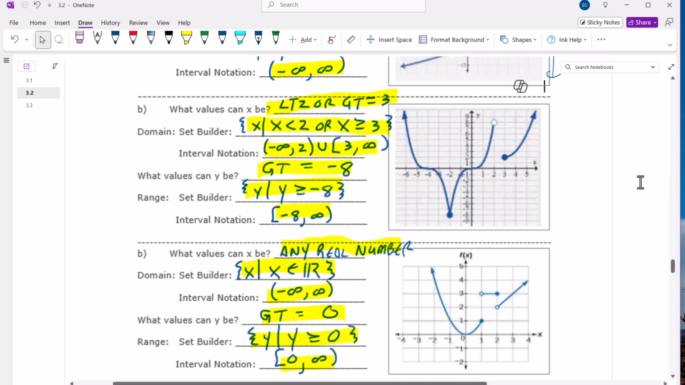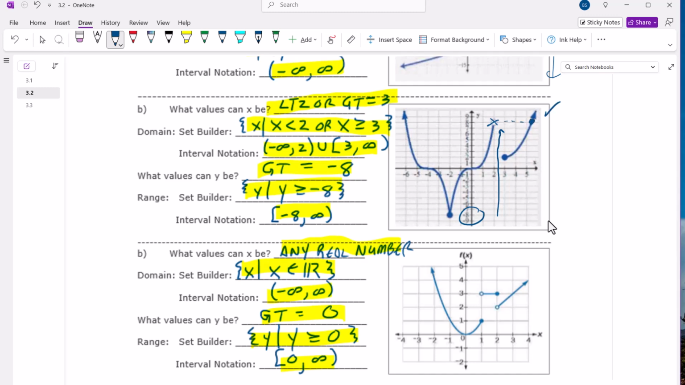As far as your range goes, the lowest value of y is -8, and it just keeps getting bigger. This thing right here doesn't have any bearing on anything because you hit that y value there and you hit it over there. So that doesn't have any bearing on the range at all. It does have a bearing on the domain, though.